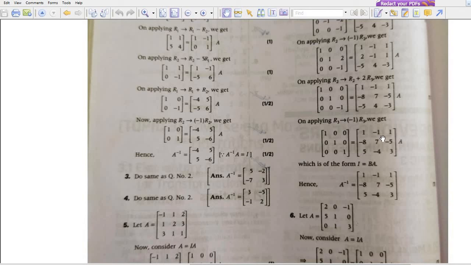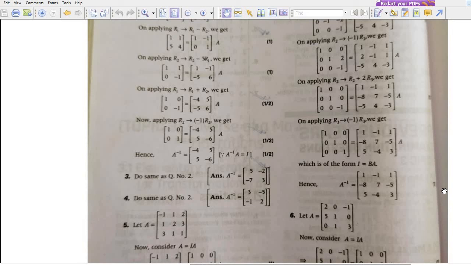Suppose this is some matrix B. Then what did you get? BA equals I, that means this one. Then we can say this B is the inverse of A, and it is written this way: A inverse equals this one. So this is a simple example of a third order matrix.